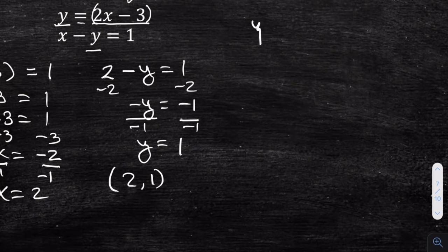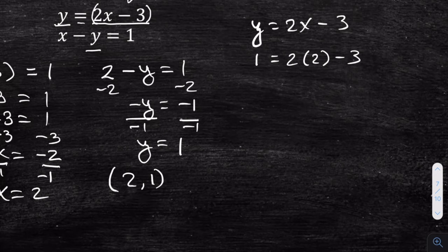I can say y equals 2x minus 3. Will that be a truthful statement if I stick in the coordinates from 2, comma 1? Well, y is equal to 1 when 2 times 2 minus 3. 2 times 2 is 4. Minus 3 is 1. And 1 equals 1, and that's a true statement.